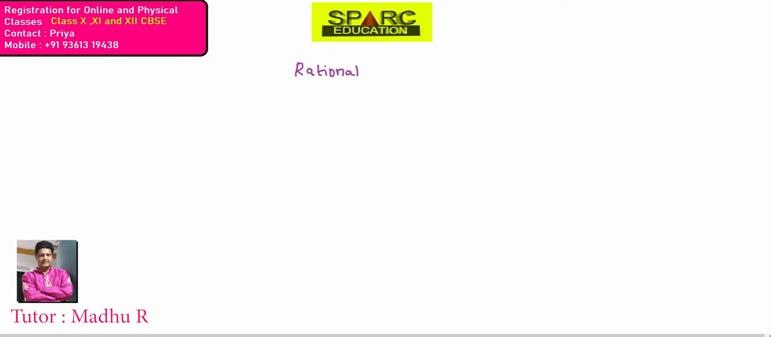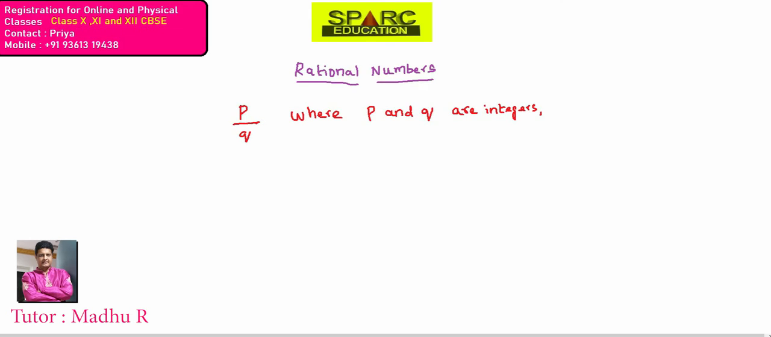What are rational numbers? Rational numbers are numbers in mathematics which can be written in the form P by Q, where P and Q are integers, and more importantly, Q should not be equal to 0.